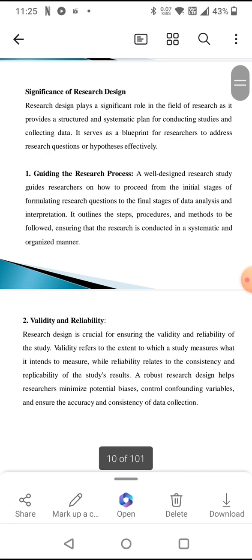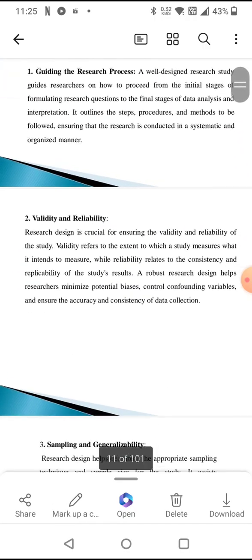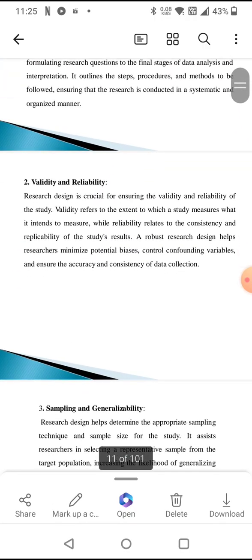Next is the validity and reliability. So we are learning about the significance of your research design document, right? Validity and reliability are crucial for ensuring that your data is valid, and it is reliable also, because once you collect the data, you have to make sure that data is something reliable that you can rely on to find the solution, or that they have given proper data when you wanted to collect it from them, right?